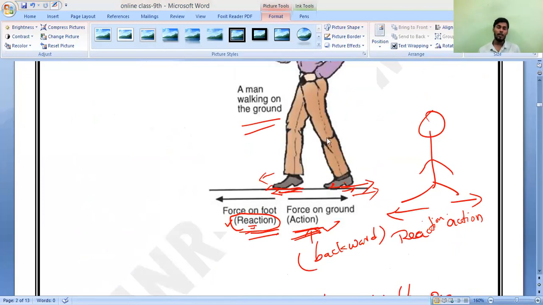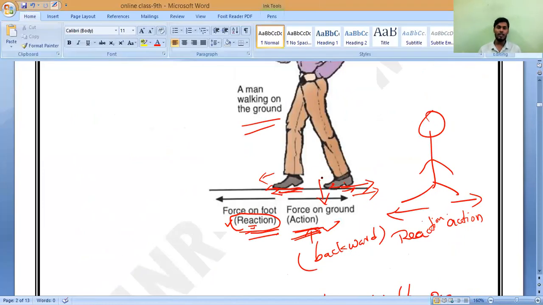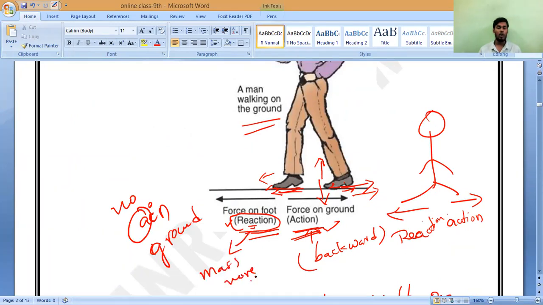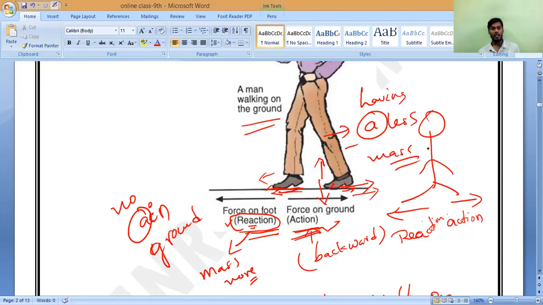No, sir. Even though I am exerting some amount of force on the ground, the ground is also exerting the same amount of force on me. But there is no acceleration in the ground. Why? Because the ground has too much mass. Mass is more, so there is no acceleration, but we have less mass, so we can observe the acceleration in our body. Do you understand? Less mass.